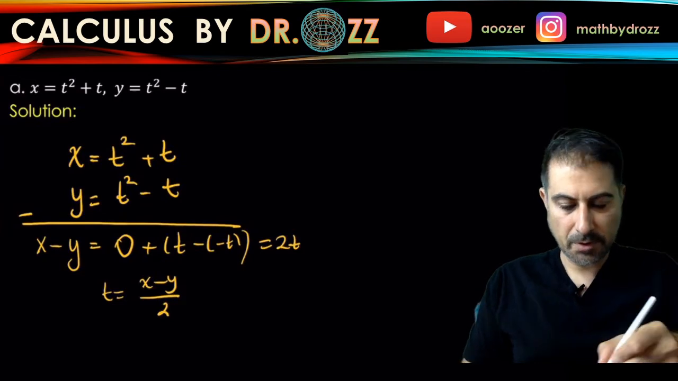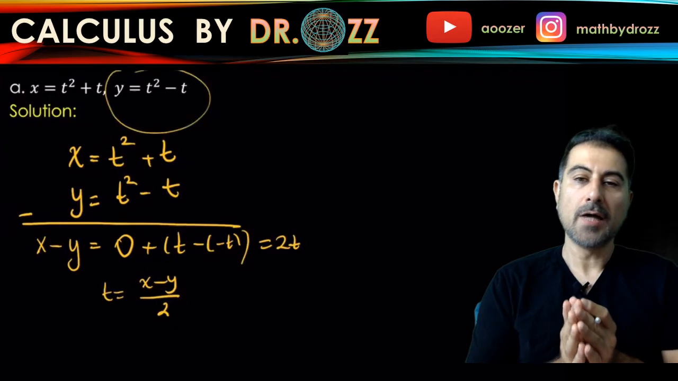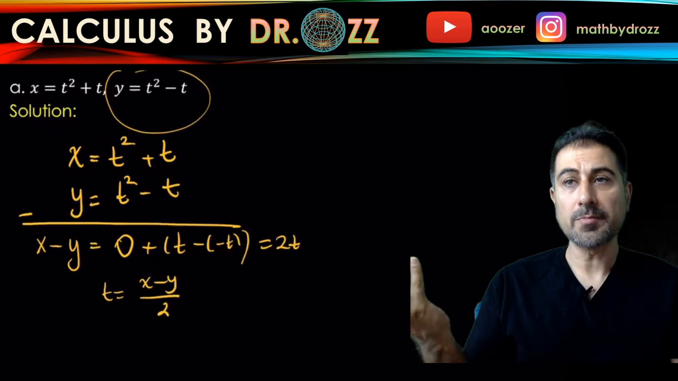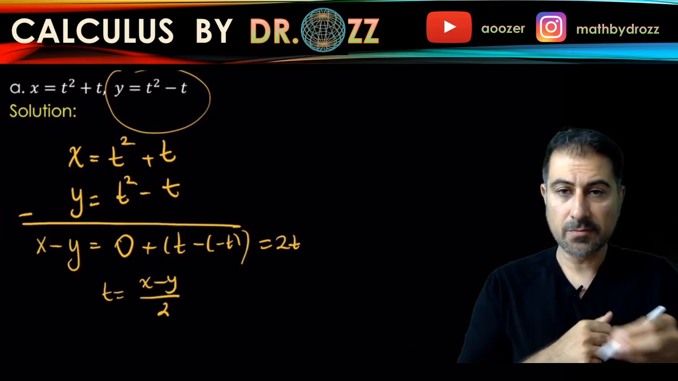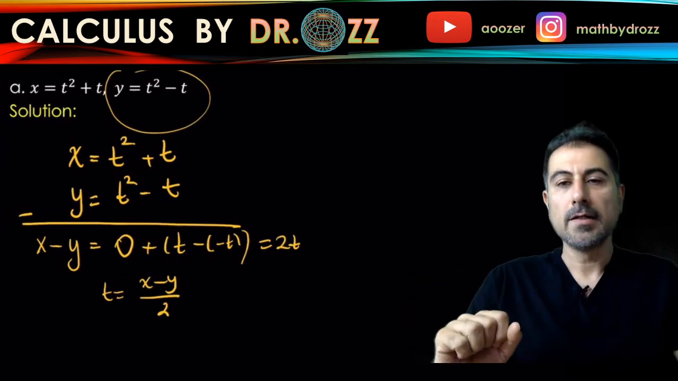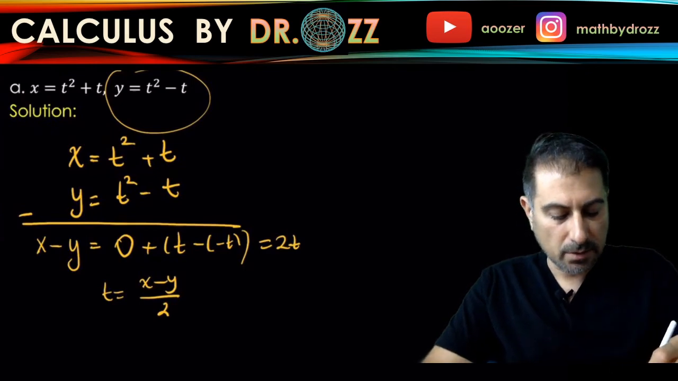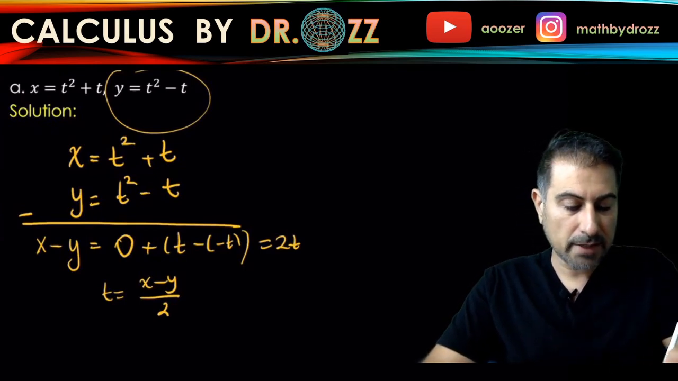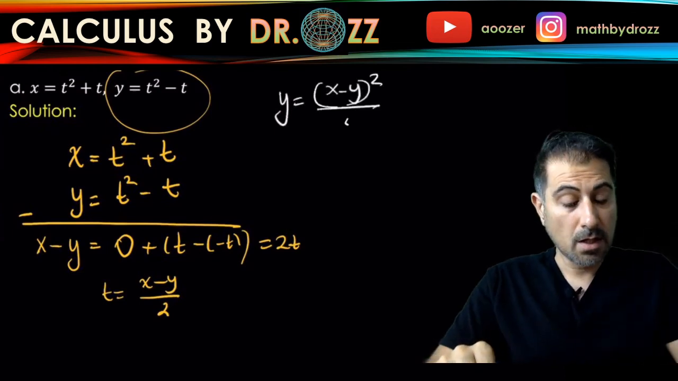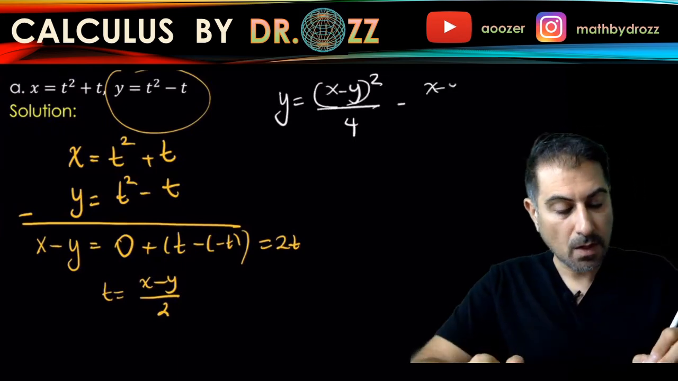And for this purpose, I'm going to use the y equation, because I want to have the representation of the curve written as y equals f of x, or maybe an implicit representation, but either version is fine. You can also choose to start with x equals t squared plus t if you want to. Either one is fine. So y is equal to t squared, which is the quantity (x minus y) over 2, squared, that's the square of t, minus (x minus y) over 2. So here we go.